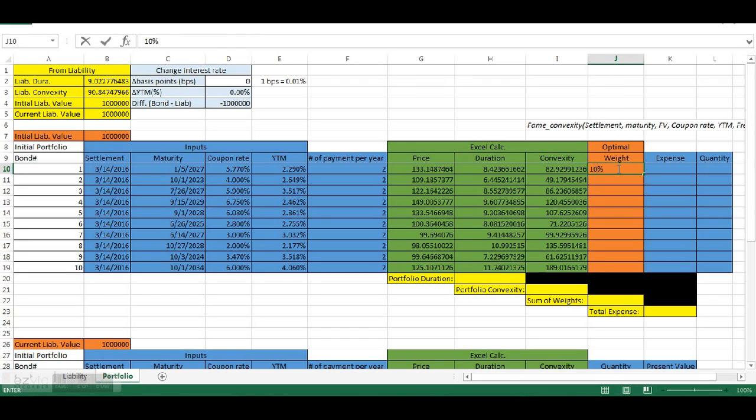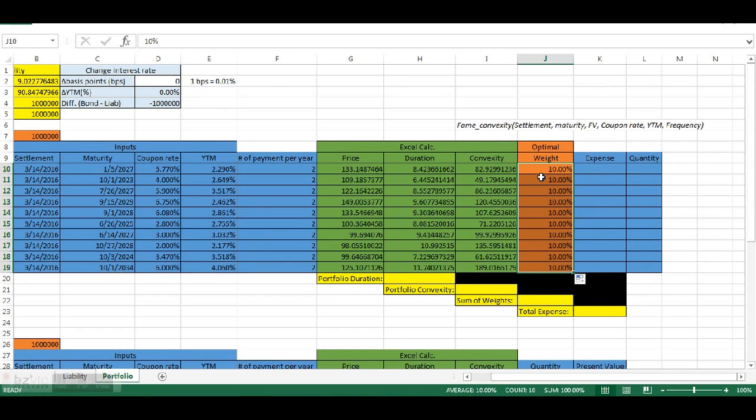We can calculate our weight. Let's give 10% initial value to them and try to calculate what's left. Once we have this weight, we can calculate the expense for each bond. Expense is simply the weight times the initial value of the liability we are going to hedge. So 10% means 100,000 for each of them.